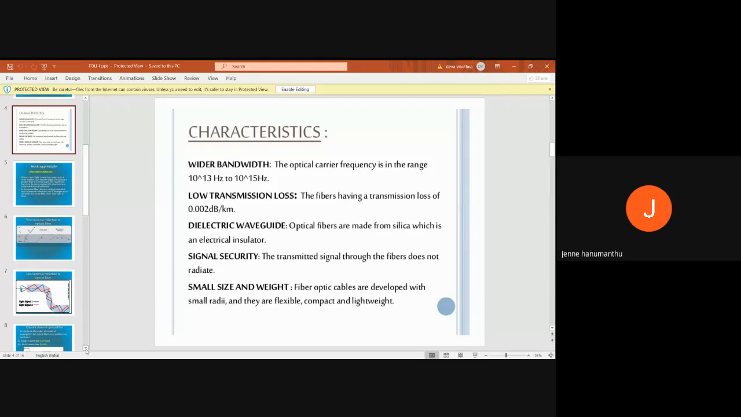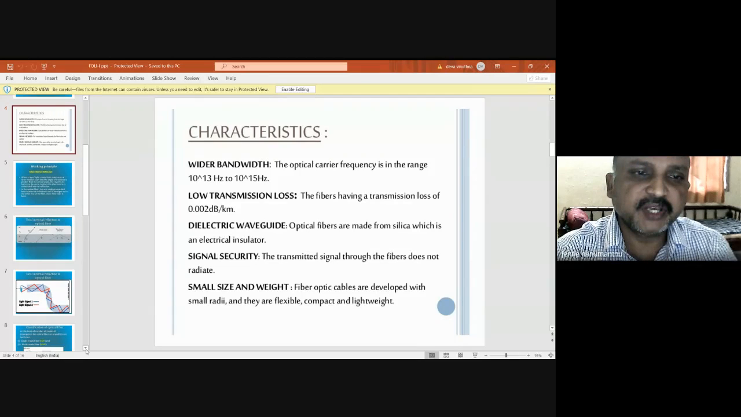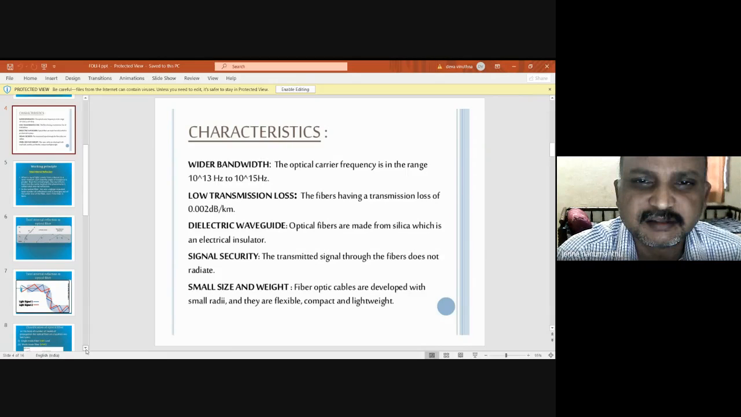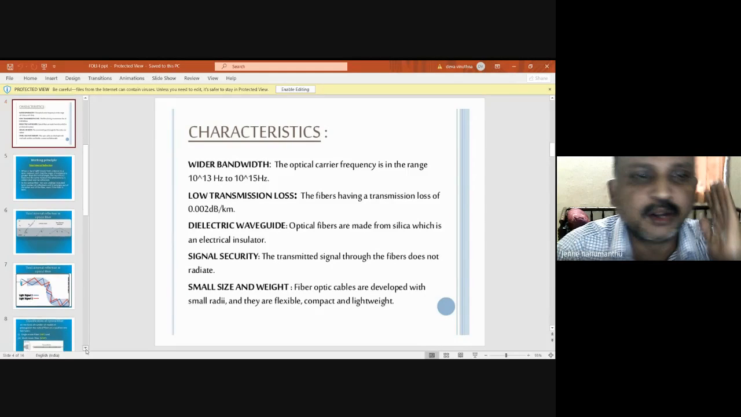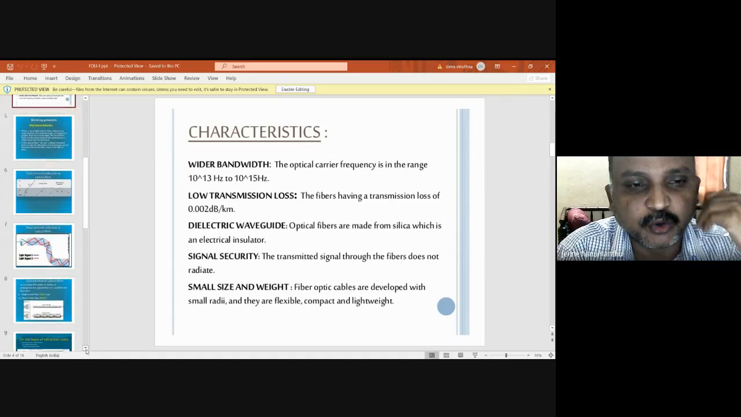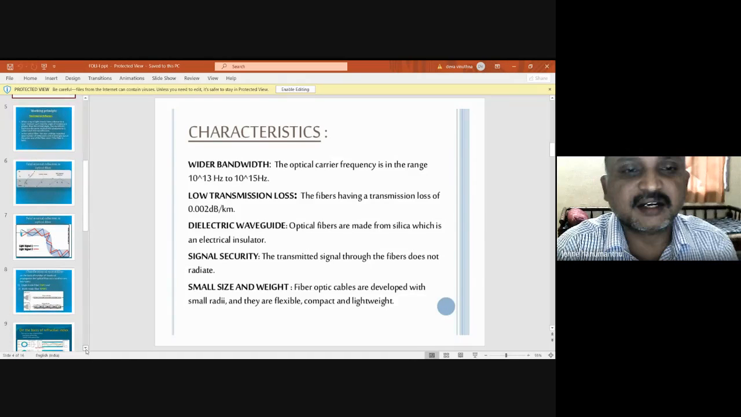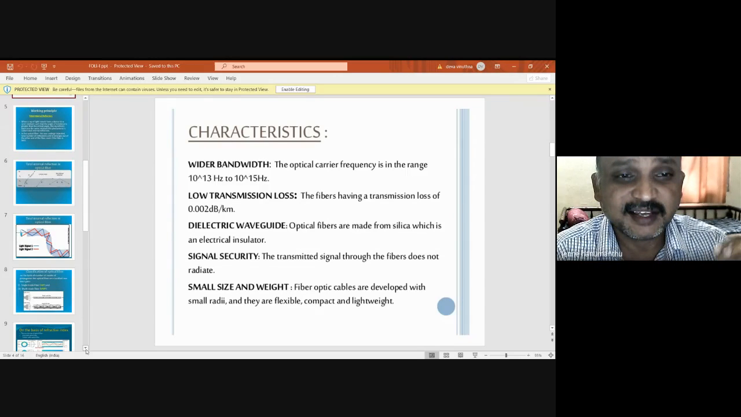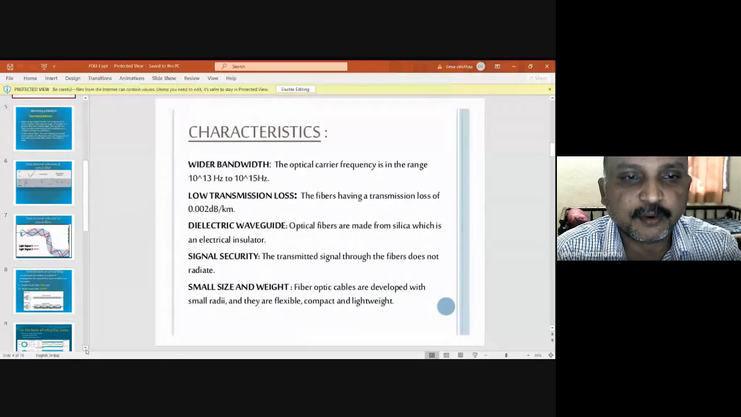Low transmission loss. Suppose communication is done with coaxial cable, you can expect maximum loss. Because if I am speaking, hello, how are you, with the coaxial cable, at the end it may be a noisy signal. Of course, you may receive the hello signal, but it is highly noisy. Why is it so noisy? Because the coaxial cable doesn't give low losses.